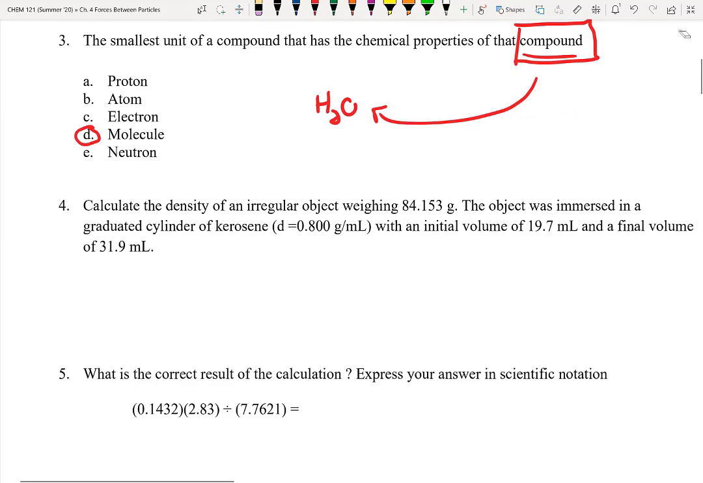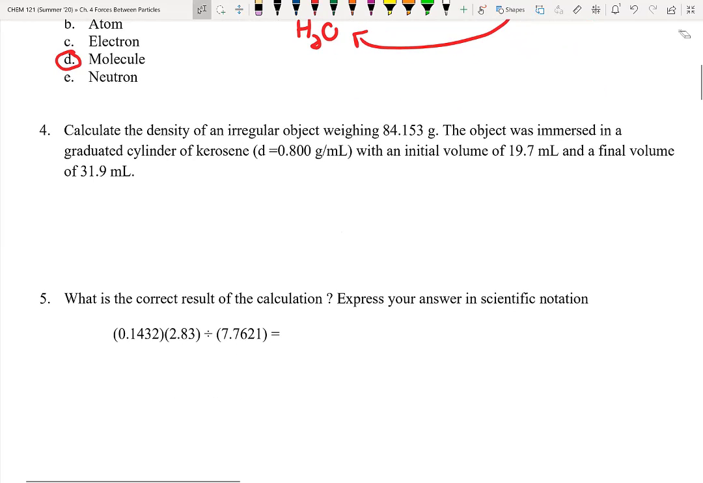All right. And feel free to jump in if there's something that doesn't make sense too. So 4, calculate the density of an irregular object weighing 84.153 grams, and the object was immersed in a graduated cylinder of kerosene with an initial volume of 19.7 milliliters and a final volume of 31.9 milliliters. Okay, so let's kind of walk our way through this because there's actually a curveball in here. They're trying to distract you.